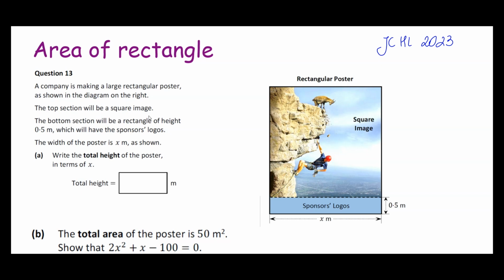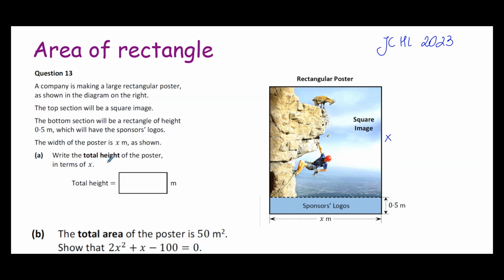The bottom section will be a rectangle of height 0.5, so that's where we have 0.5, which will have the sponsor's logo. The width of the poster is x as shown. So this length here is x. That means this length is x. So that is x, that is x, all of them are x here because that's a square image. But if I am considering the full length here, it will be x and 0.5.